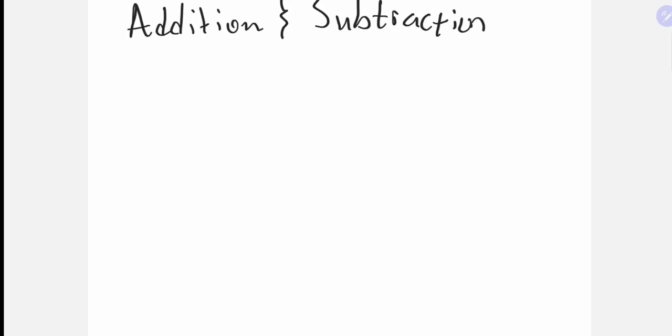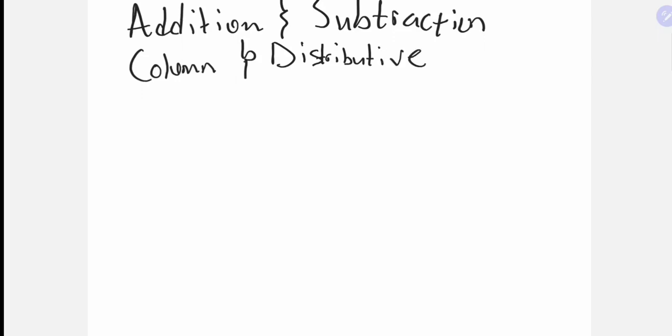We're gonna be adding and subtracting today using the column and the distributive method. The column method, as you remember, is the quote-unquote Easter egg method. But we use the Easter eggs for multiplication, and the distributive method is the breaking down method, or the visiting method, as we like to call it in class, right?